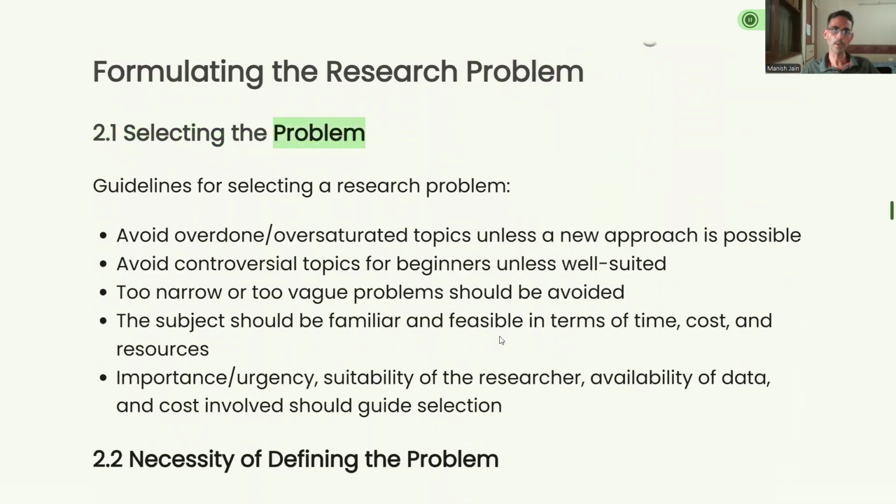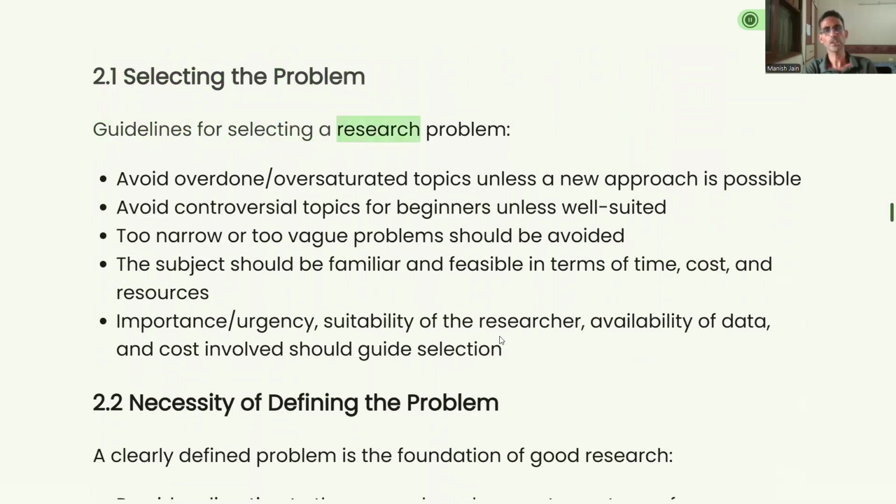2.1 Selecting the problem. Guidelines for selecting a research problem. Avoid overdone, oversaturated topics unless a new approach is possible. Avoid controversial topics for beginners unless well suited. Too narrow or too vague problems should be avoided. The subject should be familiar and feasible in terms of time, cost, and resources. Importance, urgency, suitability of the researcher, availability of data, and cost involved should guide selection.